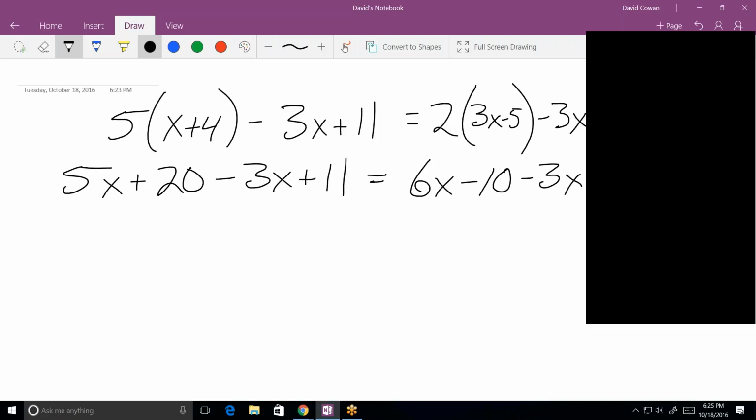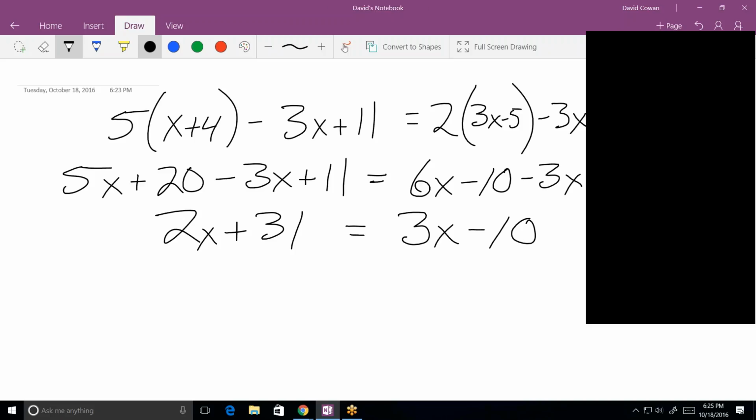Okay. Now, before we start moving stuff from one side to the other, the best thing to do is combine like terms on each side. So on the left side, what are our x's total? 2x. And what are our numbers total? 31. And on the right side, what are our x's total? It'd be 3x minus 10.